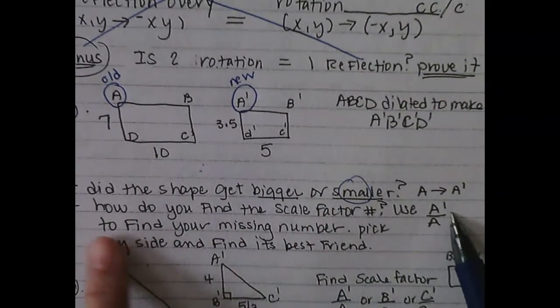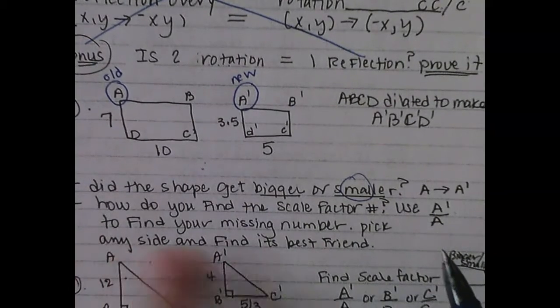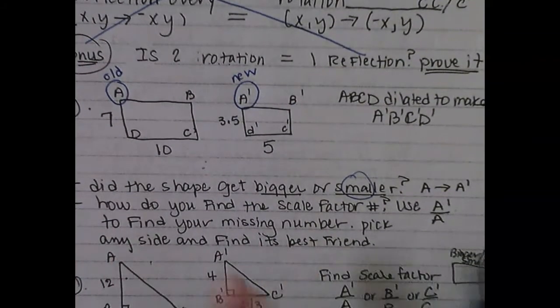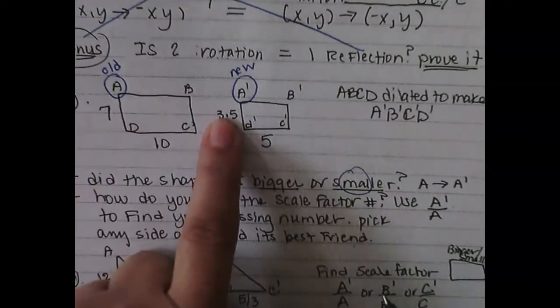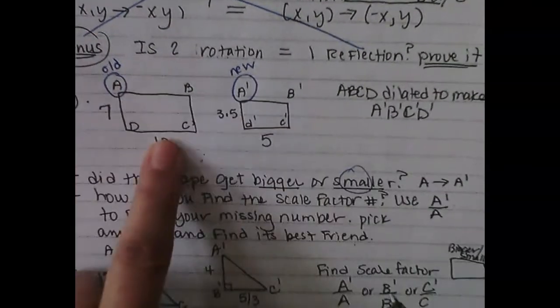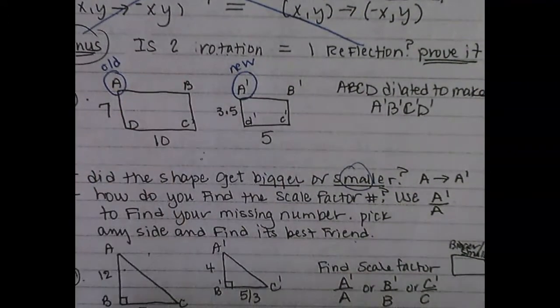And it says, use this formula to find your missing number. Pick any side and find its best friend. So, what does best friend mean? Who's 10's best friend? 5. Who's 7's best friend? 3.5. Who's this? 10. And who is that? 5. And that makes 5 and 10 best friends still. So, don't forget, best friends are existing.